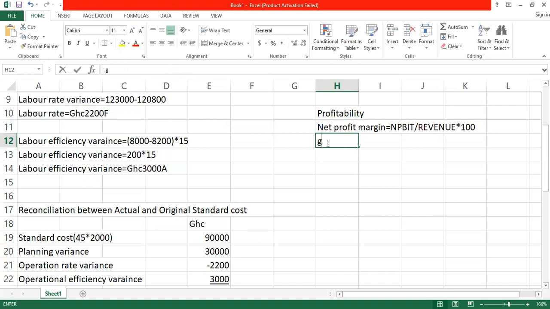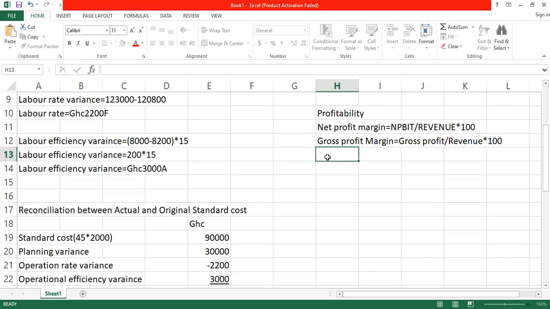You come to what we call the gross profit margin. A gross profit margin can be named as our contribution margin. After taking care of our direct cost, our variable cost, what portion of the revenue is maintained? That is the gross profit margin. So the gross profit margin can be named as contribution margin, which is gross profit over revenue, or the answer times 100.